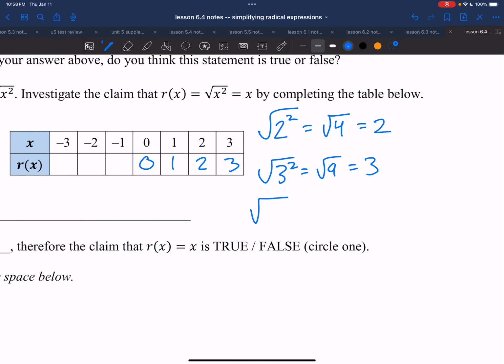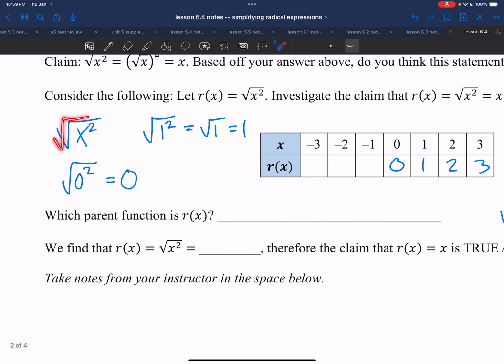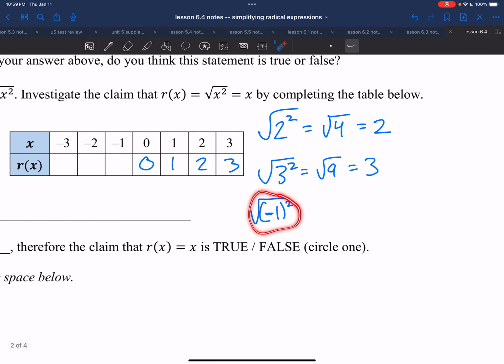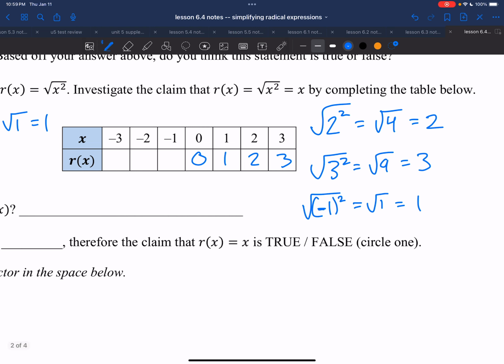Let's say I put negative one in now, but I'm going to square that, because I'm inputting this into this function. It's kind of a composition of functions: square root of x squared, which I'm not simplifying. I'm just looking at that as a function. I'm going to plug in negative one and square it. Negative one squared is positive one, and the square root of one is one. So that's a one.